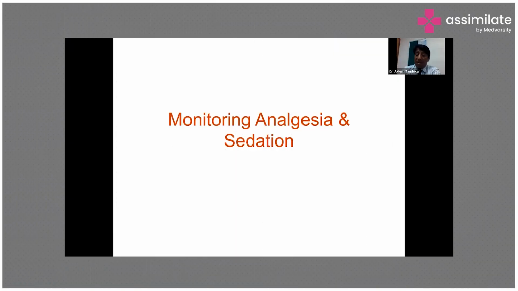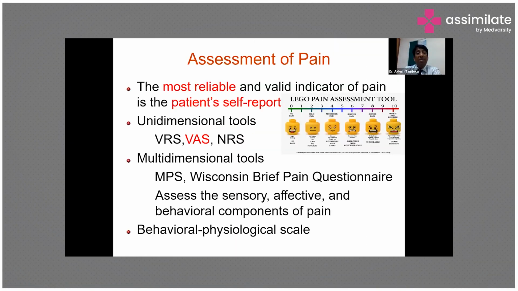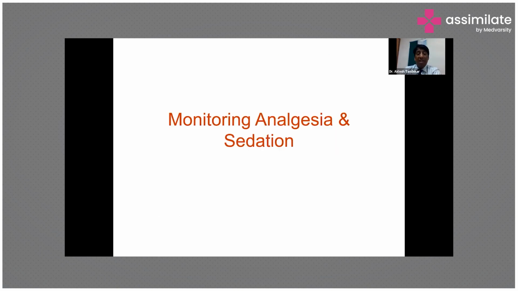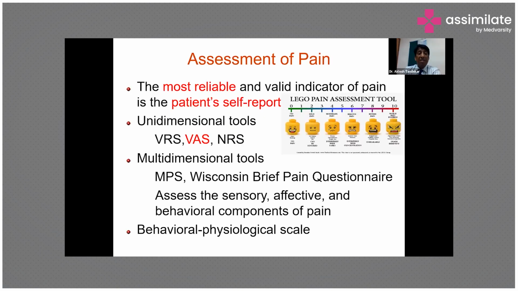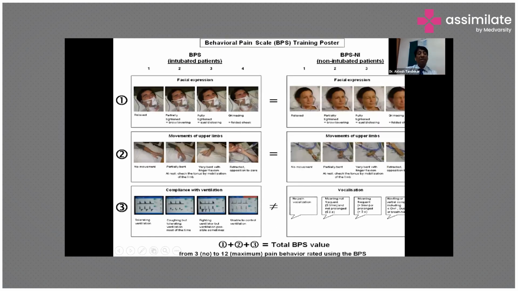Neuroleptic malignant syndrome, especially in sensitive patients. As far as the monitoring of analgesia and sedation is concerned, the assessment is most reliably monitored with the visual analog score, VRS, and NRS scores. And then, there are brief pain questionnaires also available. And then we should also be able to assess sensory, affective, and behavioral components of the pain. And a behavioral physiological scale also will help us to assess the severity of the pain.